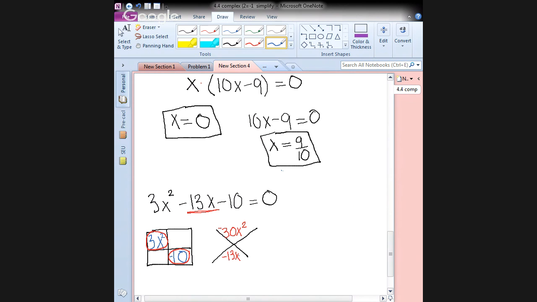But 10 minus 3 gives me 7. So the 3 can't be negative. And if I make the 10 negative, negative 10 plus 3, that also doesn't work. That would give me negative 7. So I can't use that.